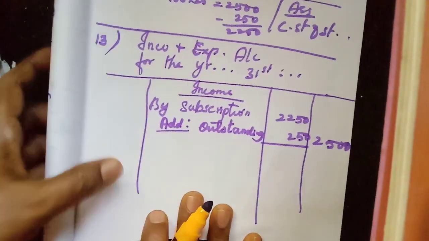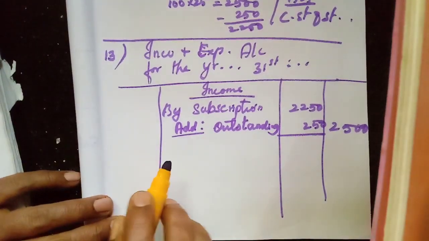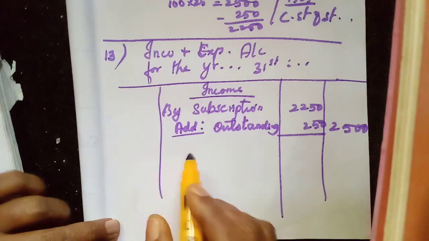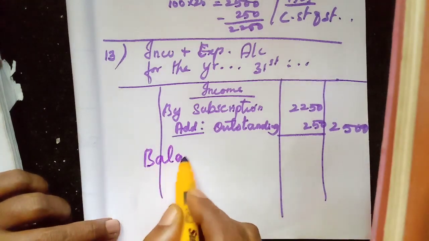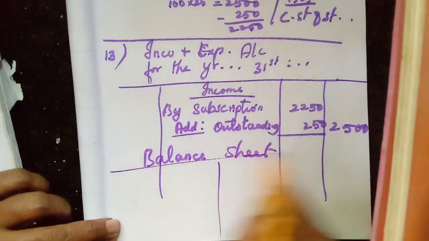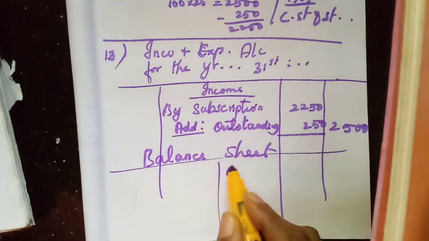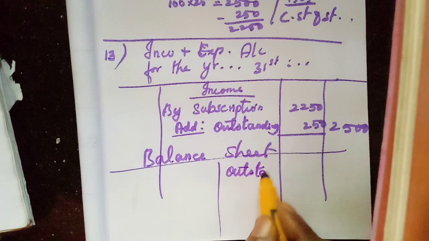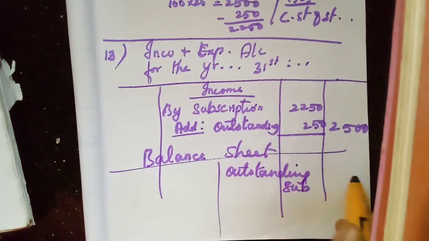Okay, 2,500. Now, income is over. Now we should show the balance sheet. In the balance sheet we have to divide equally. Here, this year's outstanding, that is an asset. Outstanding subscription, how much? 250.